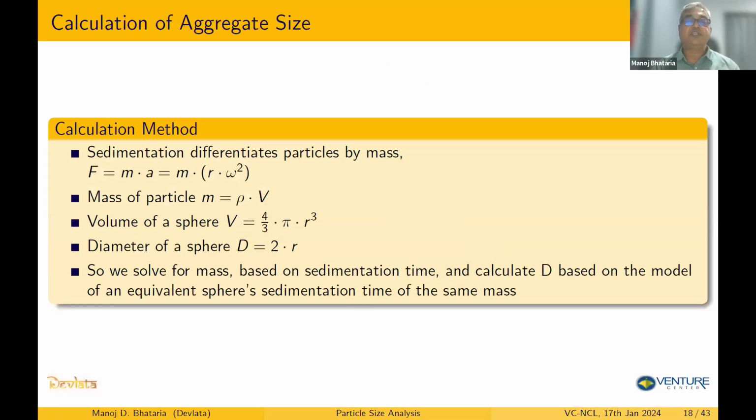Okay. So sedimentation differentiates mass by particles, and diameter is just equal to 2r. So we solve for mass based on sedimentation time and calculate d based on the equivalent spheres of the same mass sedimentation time. That is how it is calculated.